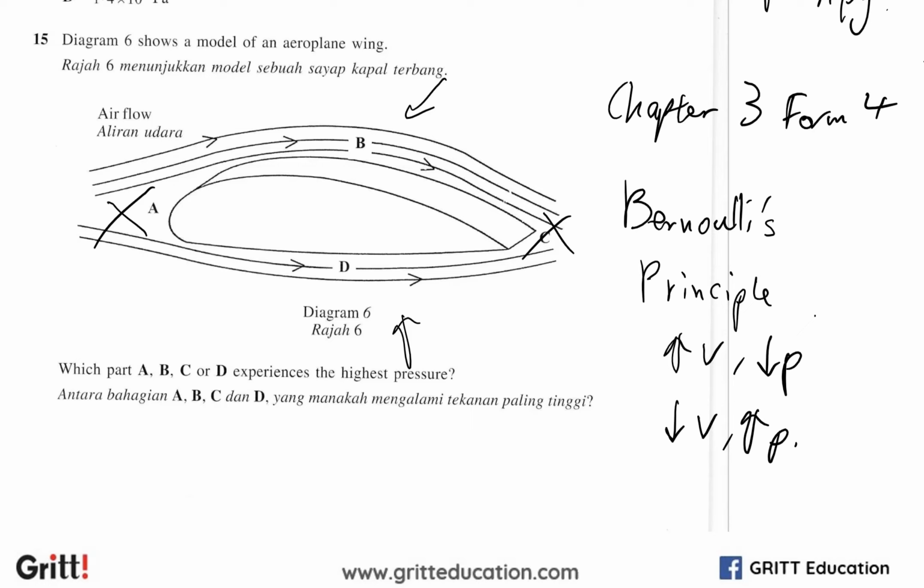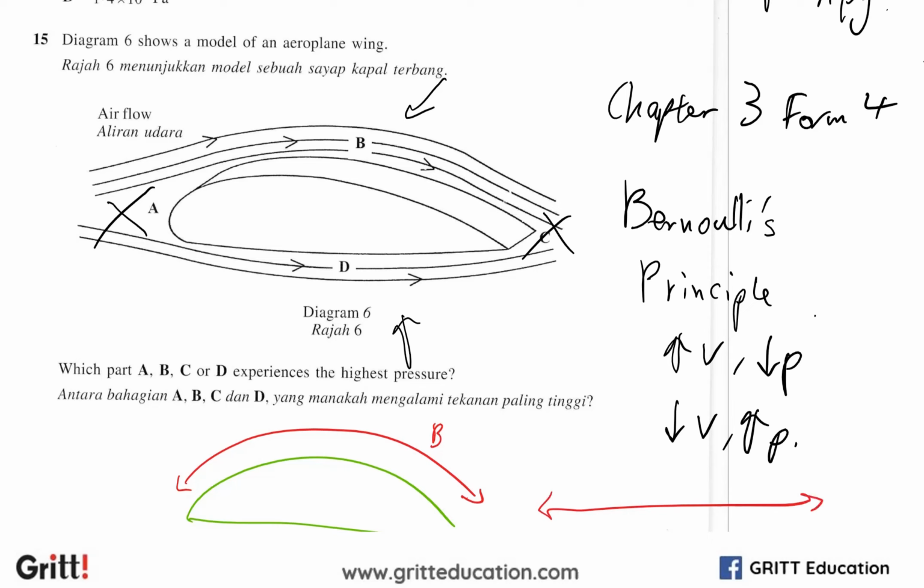Now, the way you actually find out which is a higher pressure is to assess the velocity. The way you think about it is that you have this airplane wing. So how would you compare the distance here compared to the distance here? So this is B, this is D. Now if you were to extend the B line, it will actually be longer than the D line. So the longer the distance, the higher the velocity of the air that it has to flow at. Okay, so you have to think of it that way.